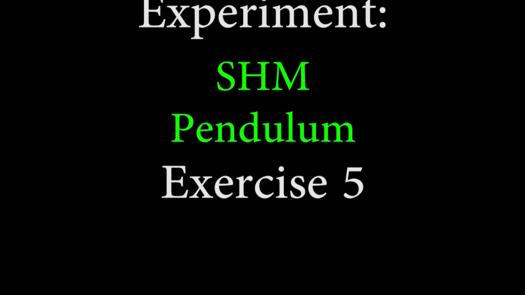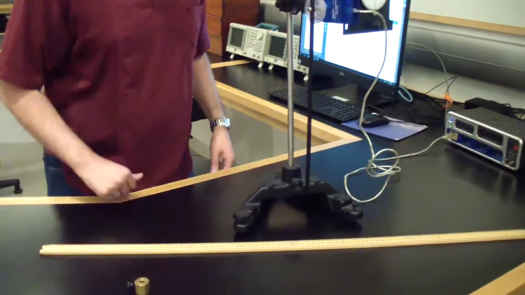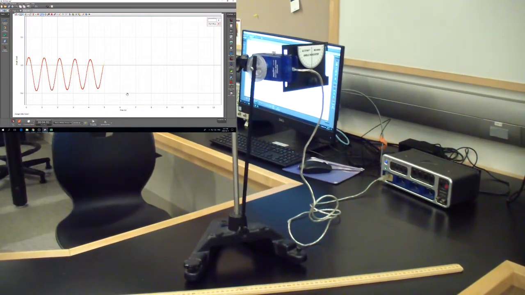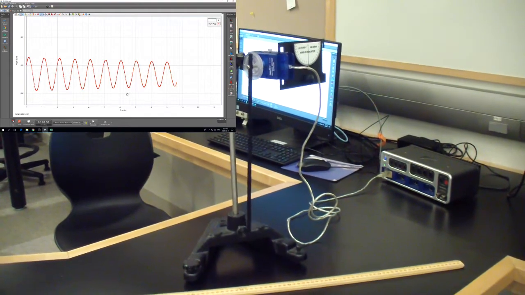In exercise 5, we'll be seeing the effects of varying the pendulum's mass while keeping the effective length constant. Remove the mass from the pendulum. Start the pendulum oscillating at a small angle as usual. Press record in Capstone and record at least 10 oscillations.